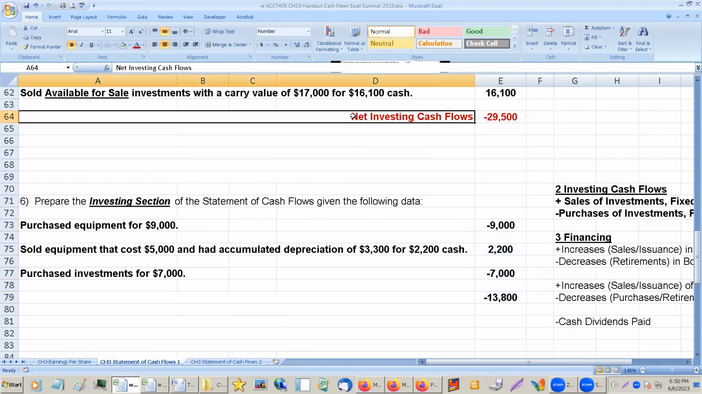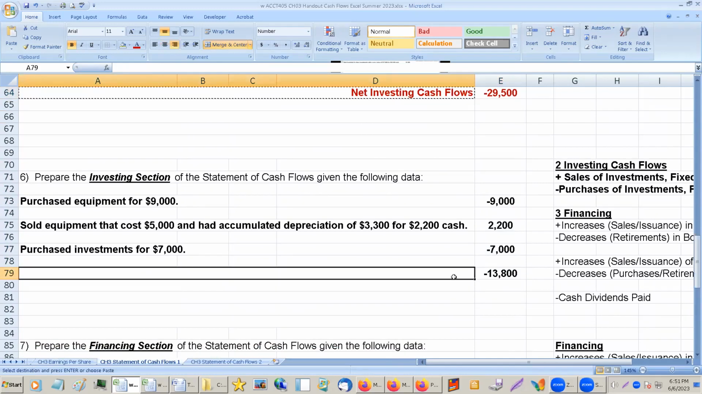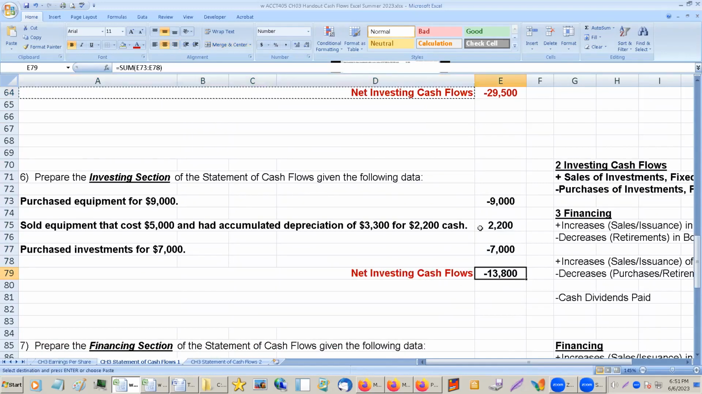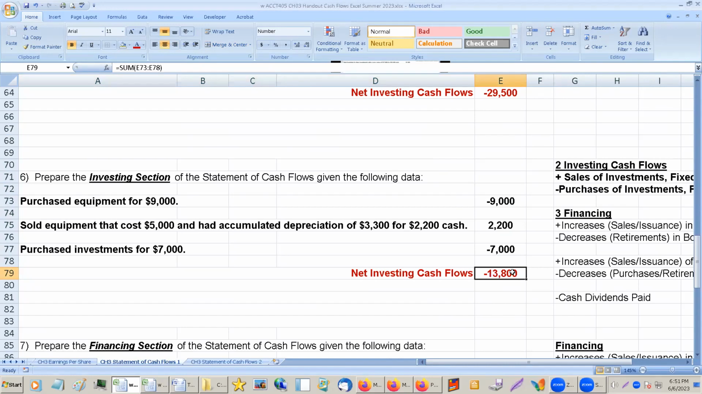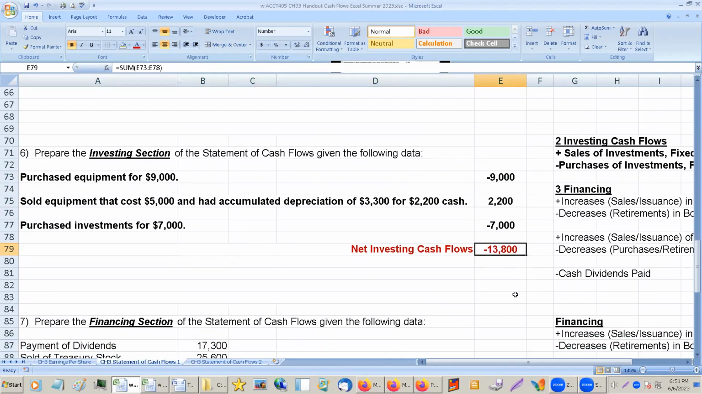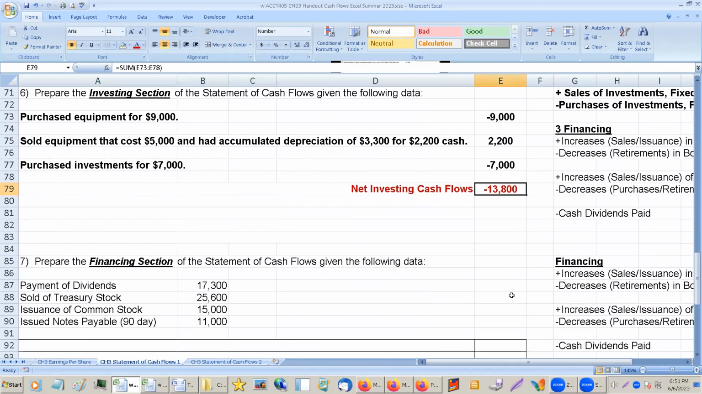And again, this is kind of what we want to see. We want to see negative cash flows for the investing, because that means the company is either growing or staying the same size, and that looks like what's happening here. Even though it's negative, that's actually good.